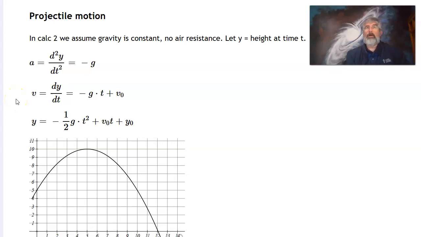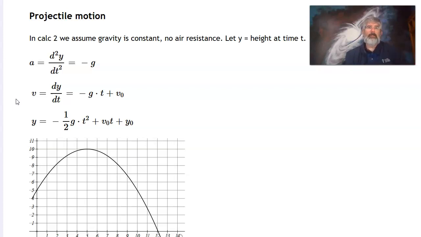In Calc 1, we do things where we know a position function as a function of time, and then we figure out that, hey, if I take the derivative, that's going to be telling me the rate of change in position with respect to time, which is velocity, and the derivative of that would be the rate of change of velocity, of course, which is acceleration.